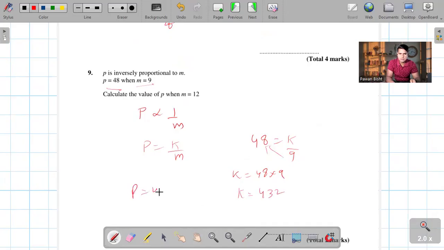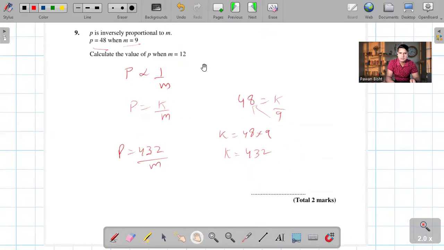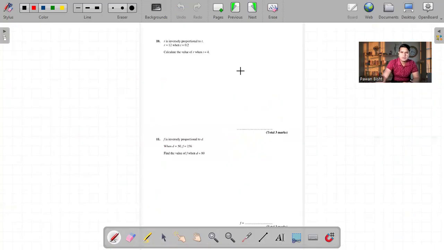So P is 432 over M. Now they are saying, find the value of P when M is 12. So replace M with 12. 432 divided by 12, so we get 36. So P is equal to 36. 36 is the answer. Right? Okay.